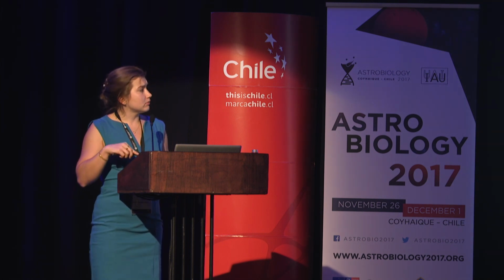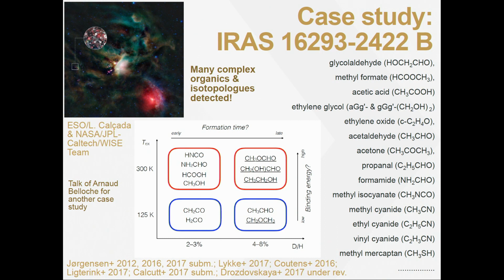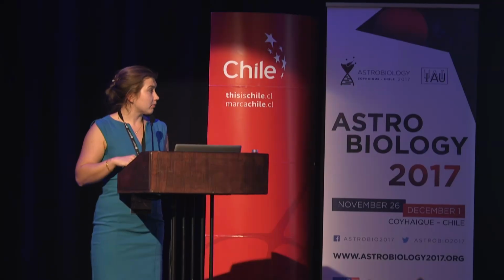So just some highlights for the things that have been detected. So this isomer group, glycolaldehyde, methyl formate, acetic acid, have been detected. A step up from our simplest sugar, glycolaldehyde, ethylene glycol has also been detected. We're finding 3-carbon species, such as propanal. We're finding nitrogen-bearing species, so formamide, methyl isocyanate. We're finding the full cyanide chain of methyl cyanide, ethyl cyanide, and vinyl cyanide. We're also finding sulfur-bearing species, including sulfur-bearing complex species, such as methyl mercaptan.